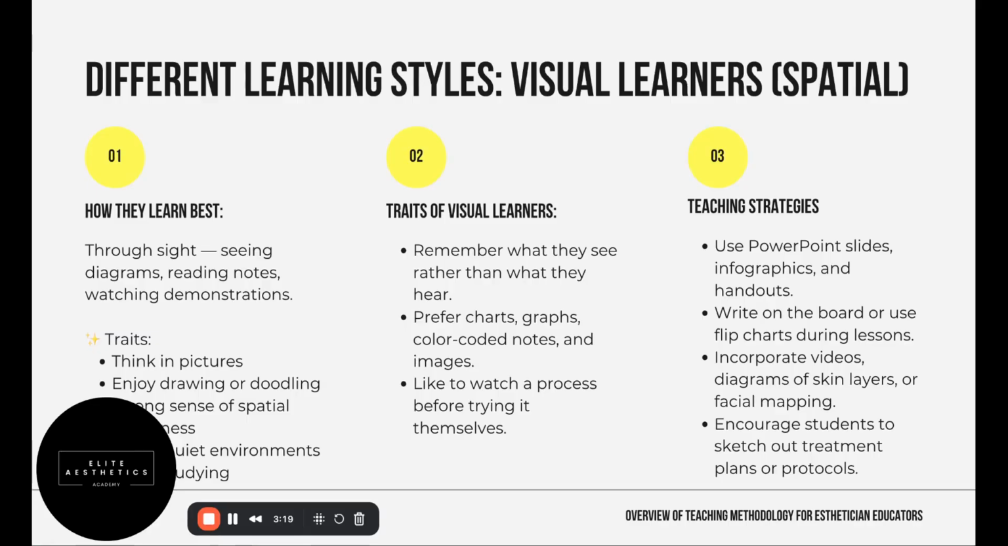So if we are dealing with a visual learner or a spatial learner, how they learn best is through their sight, through their eyes, so we focus on taking time to go through diagrams, reading notes, and watching demos. These learners are thinking in pictures. They often enjoy drawing or doodles. They have a really great understanding of spatial awareness. Now, when they are studying, they prefer quiet environments.